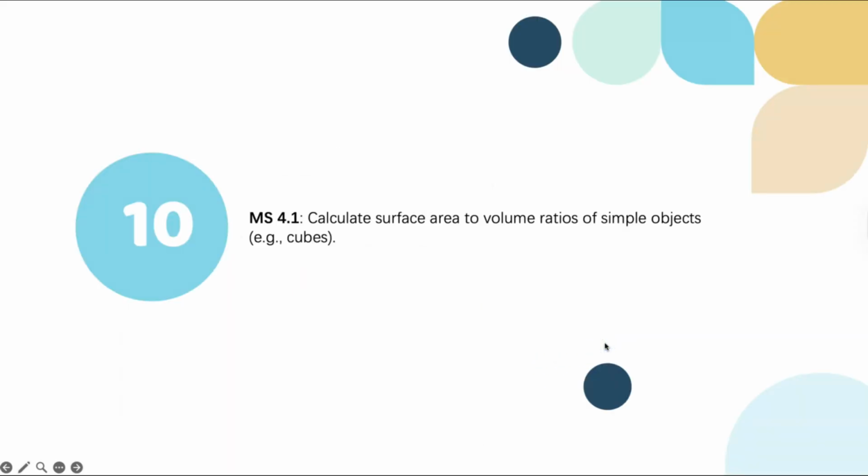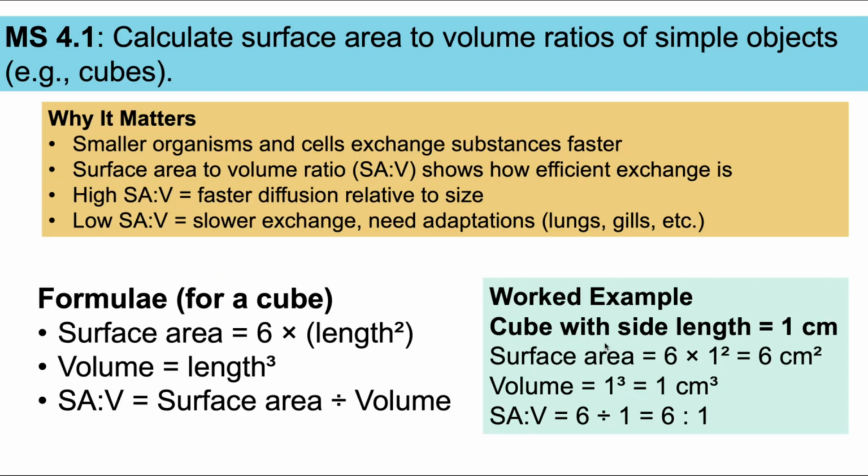The next skill, calculate the surface area to volume ratios of simple objects. So for example, cubes. So why does this matter? This is now topic 3. Small organisms and cells exchange substances faster. So it links to the topic to do with gas exchange and absorption.